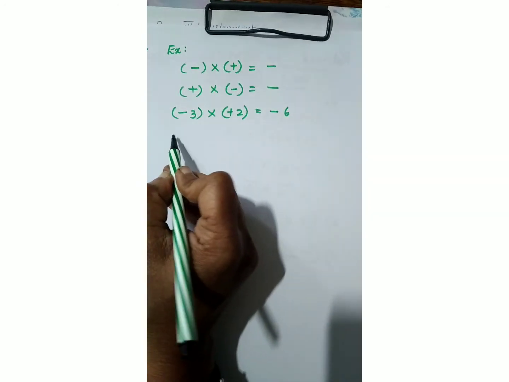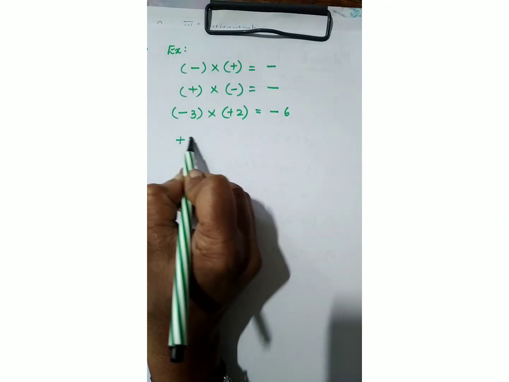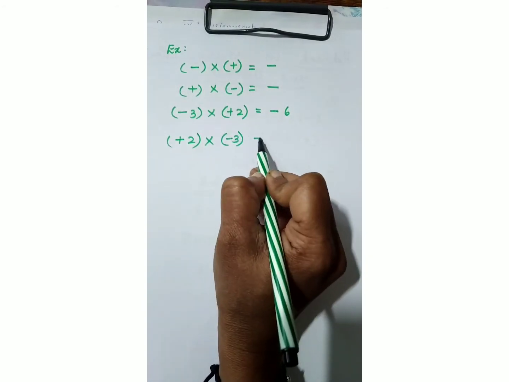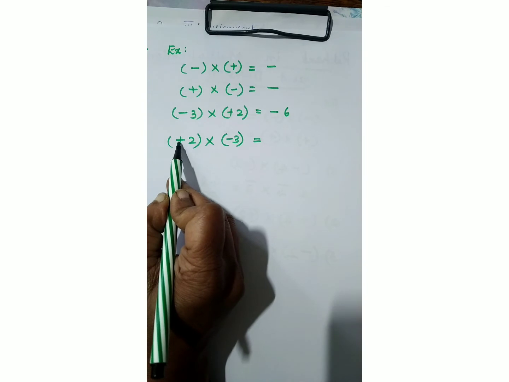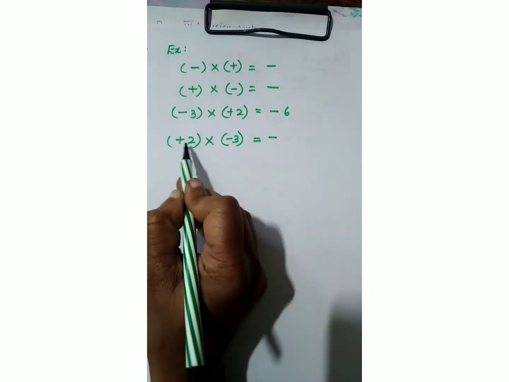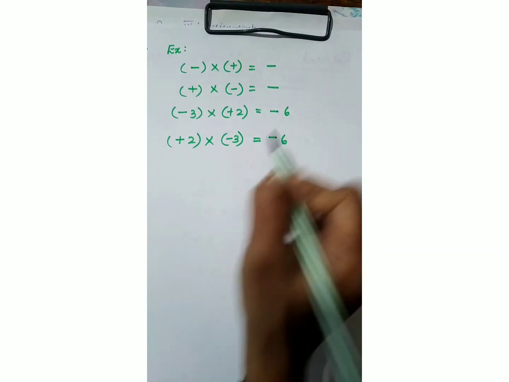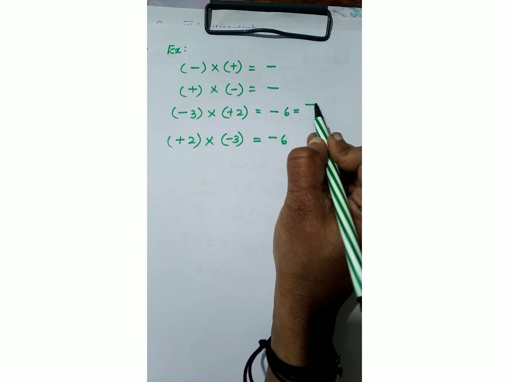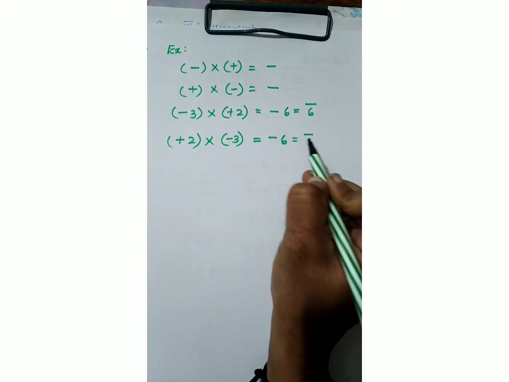And similarly, the first number is now positive: positive 2 into negative 3 is equal to, multiply the symbol, plus into minus is equal to minus, 2 3s are 6. So the result here is minus or negative 6, we are writing like this, bar 6.